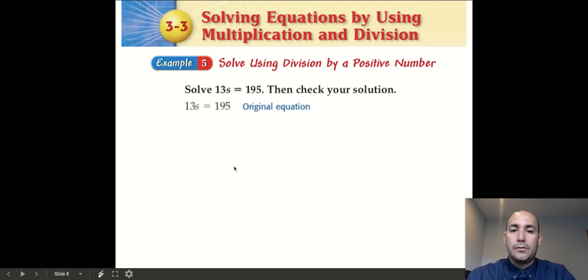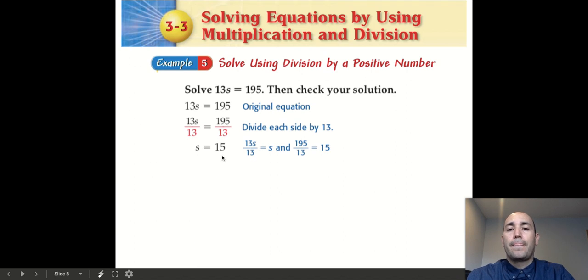So I write down my original equation. And I'm going to use division here because I'm solving for s. It's being multiplied by 13. The opposite of multiplying by 13 would be to divide by 13. And when I divide both sides by 13, these two will cancel out, leaving me with just the s. And 195 divided by 13 will give me 15, right?